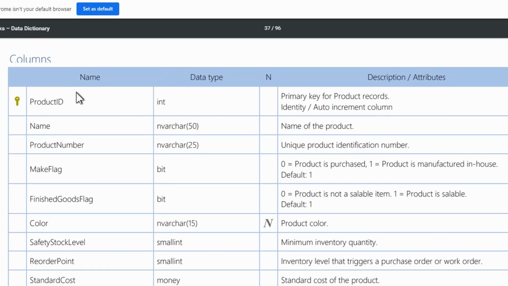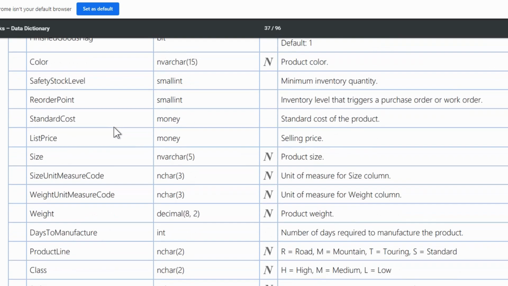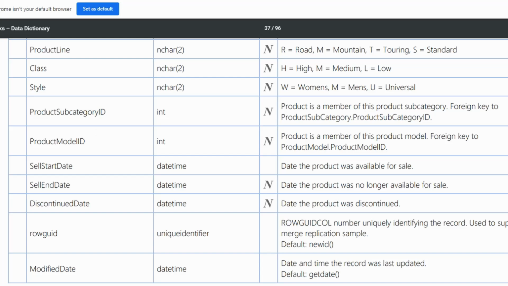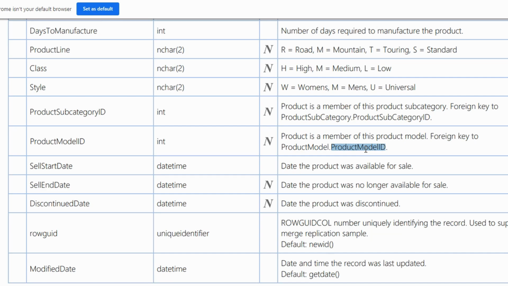There's a bit of a description of each column, the first of which is the product ID, the primary key. But if we go down to product model ID, it tells us the data type, and it tells us the product is a member of this product model. Foreign key to ProductModel.ProductModelID. That tells us ProductModel is the table name, and that is the primary key in the model table, so that links to that. So now we have enough information to start writing our query to join the two tables.